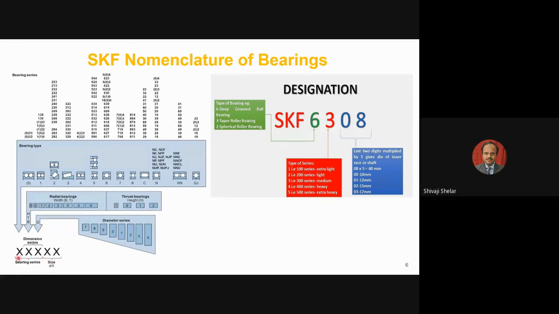Then we have 3 digits here. These 3 digits are called the bearing series. There are different bearing series you can see here. Based on this bearing series, 2 of these digits talk about the dimension series. These are the dimension series here. This is the diameter series and this is the width series. If it is a radial bearing, it is the width series. If it is a thrust bearing, then it is the height of that bearing, so the height series.